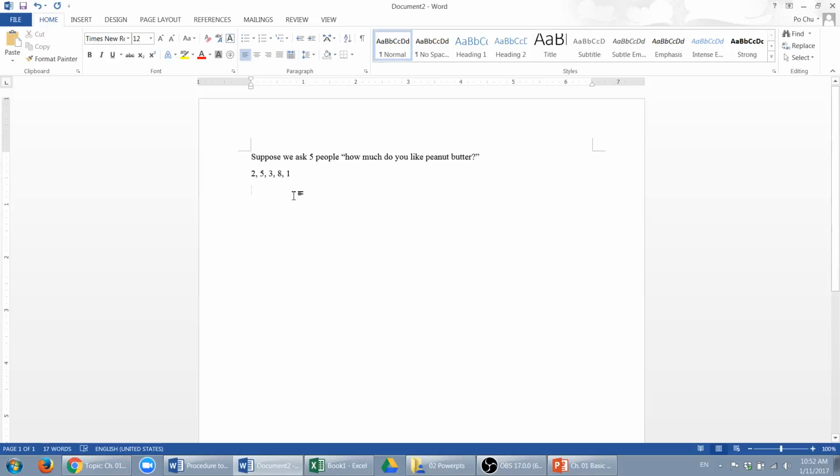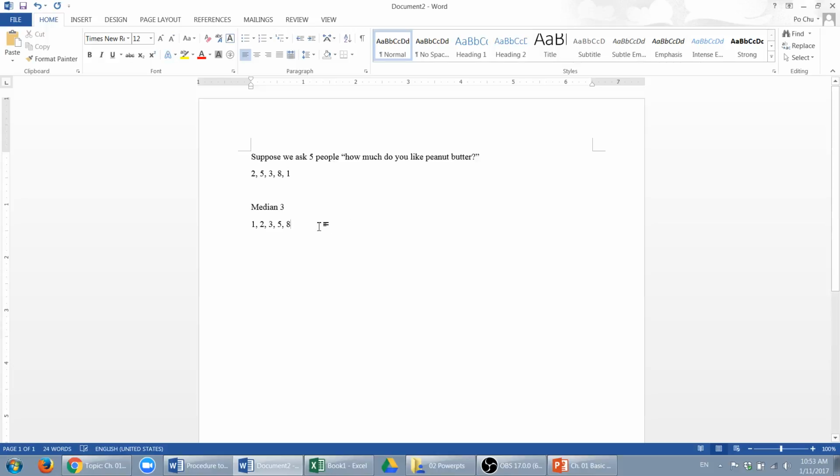First, how to calculate median, right? Median is the mid number, the number in the middle. So the first thing you want to do is a rank order. So from small to big, the smallest number is 1, and then 2, and then 3, and then 5, and then 8, right? You just pick that middle number, that's 3. Median is 3. It's easy.